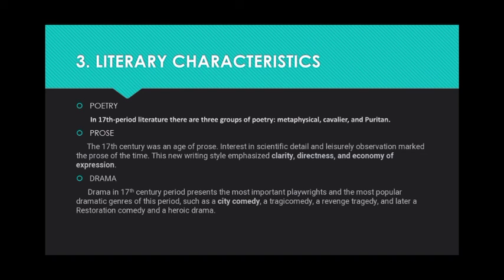And Puritan poetry is English poetry that emphasizes religious beliefs. For example, John Milton's Paradise Lost. For prose, the 17th century was an age of prose in which interest in scientific detail and leisurely observation marked the prose of the time. This new writing style emphasized clarity, directness, and economy of expression.